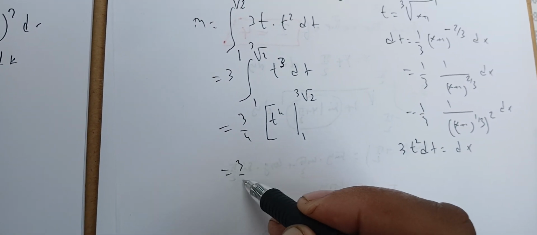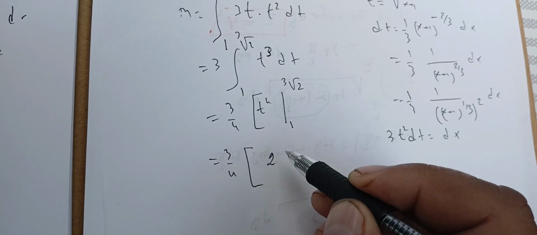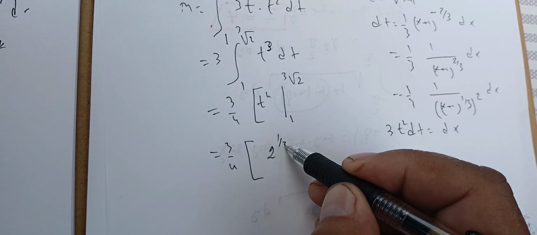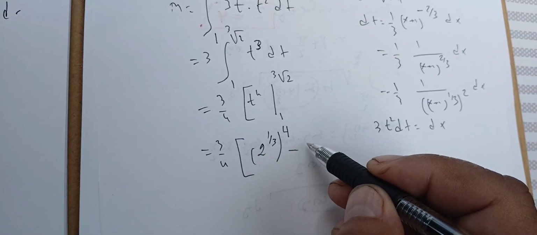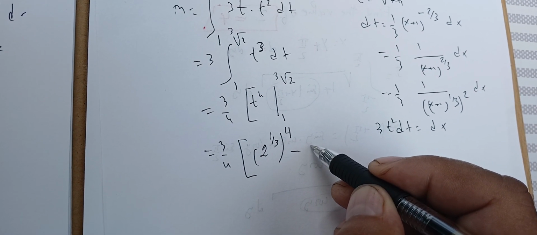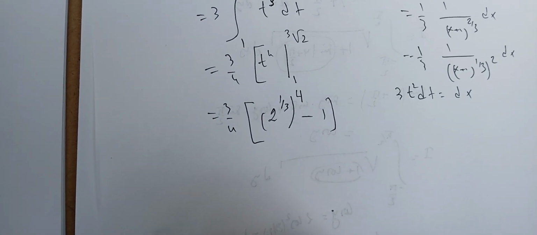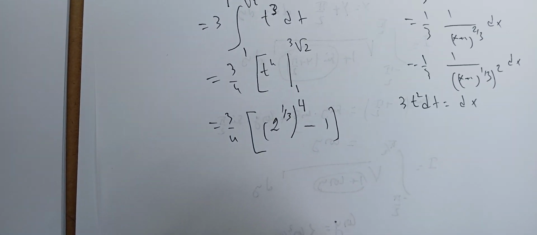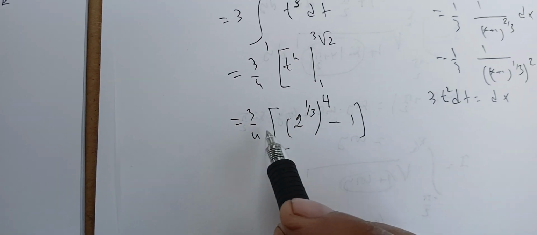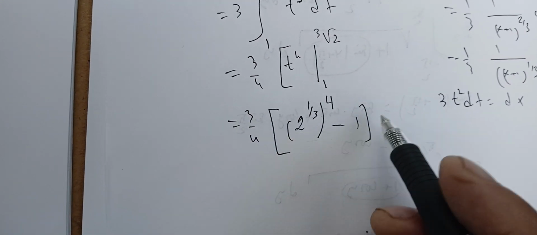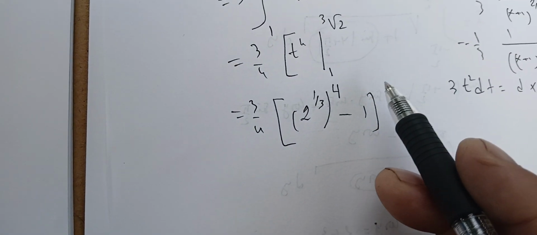We can evaluate, and let's write 2 as 2 to the power 1/3, and after that to the power 4, and when t is 1, we get just 1. We can simplify this one, or we can keep it like this. It doesn't matter, but we can bring this 4 here and simplify. But let's keep it like this.